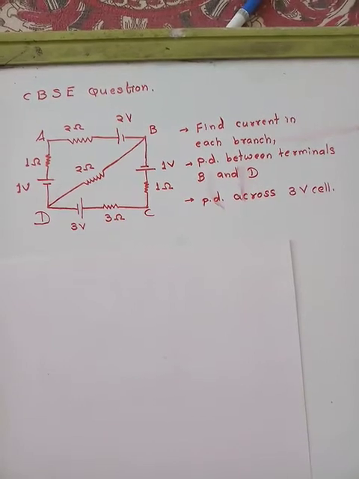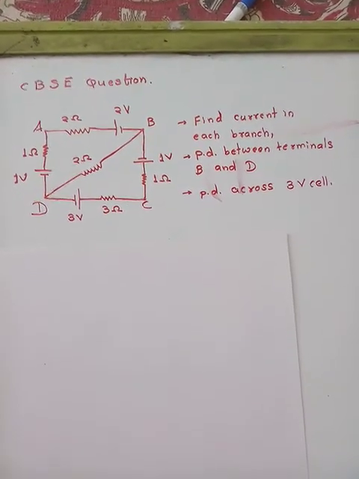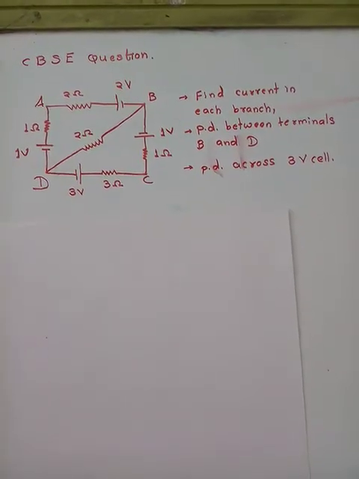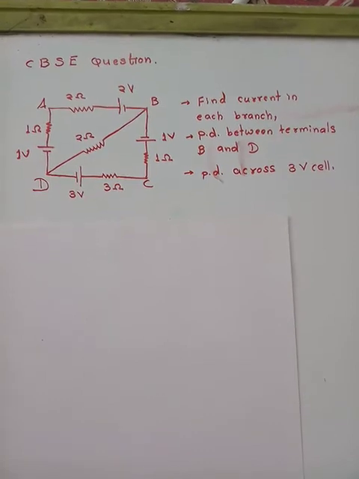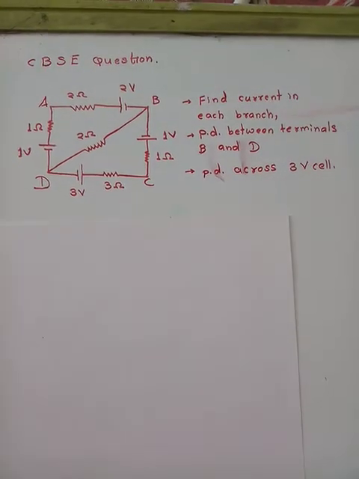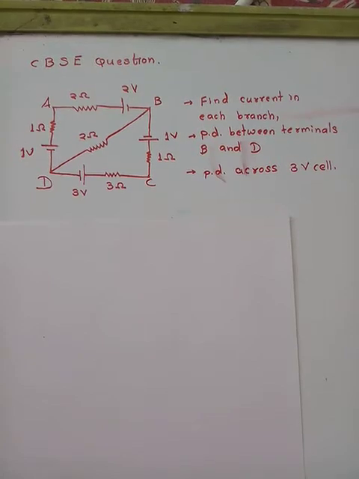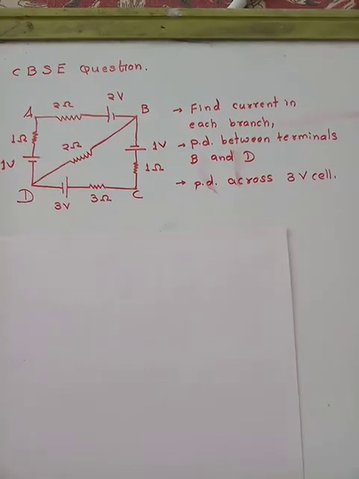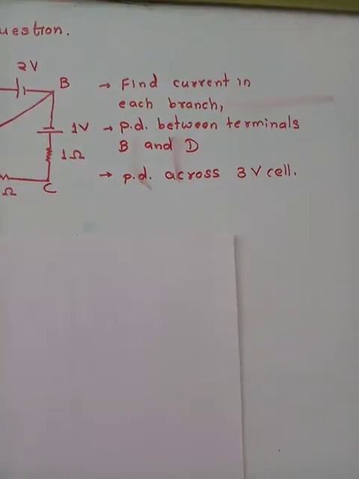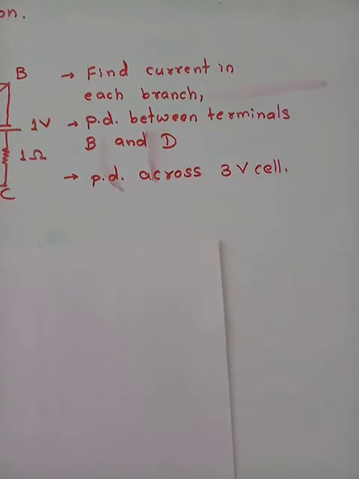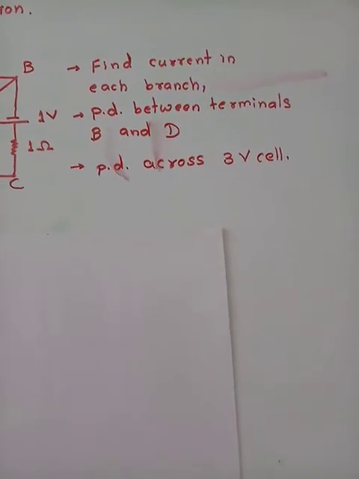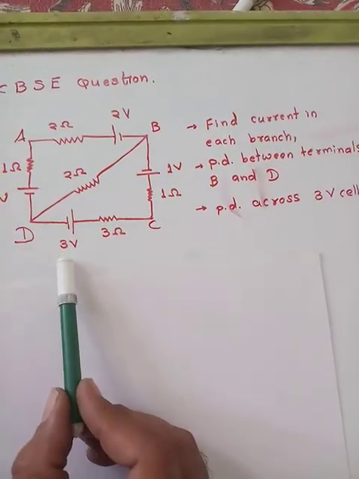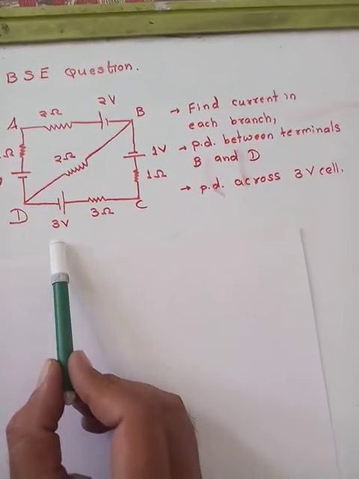First, take a look at the circuit A, B, C, D, and there are some components, some batteries, some resistors given in the diagram. And what you are supposed to find? You are supposed to find the current in each branch. You are supposed to find the potential difference between terminals B and D, and you also have to find the potential difference across the 3-volt cell. This is the 3-volt cell. You have to find the potential difference across this cell.